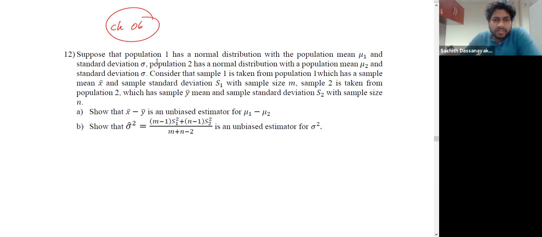This question is based on chapter 6. They have mentioned there are two populations. Population 1 has a normal distribution. Okay, let's say population 1 is capital X.